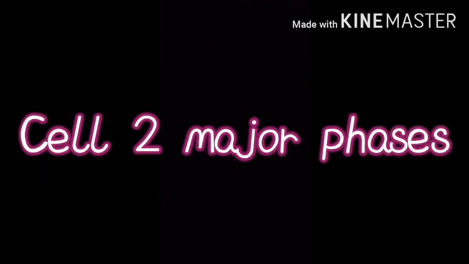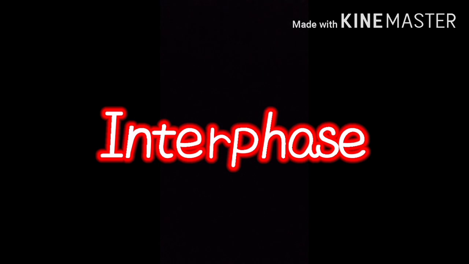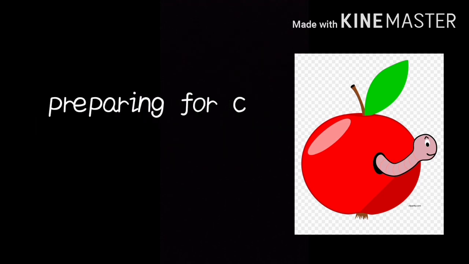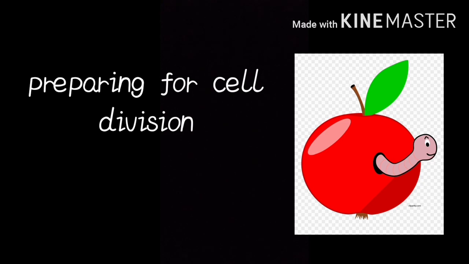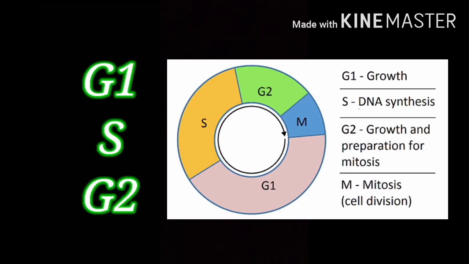The cell cycle has two major phases, the interphase and the mitotic phase. Interphase. During interphase, the cell undergoes normal growth processes while also preparing for cell division. In order for a cell to move from interphase into a mitotic phase, many internal and external conditions must be met. There are three stages of interphase. These are called G1, S, and G2.